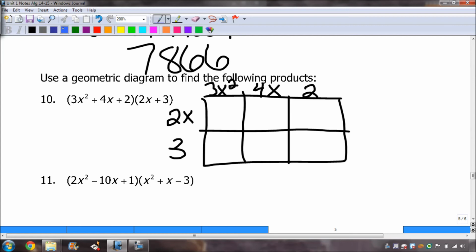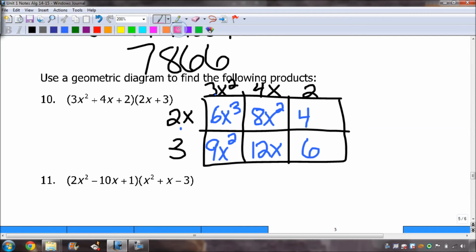So what I'm going to do is I'm just going to multiply. So right here, this box would be 2x times 3x squared, which is 6x to the third power because you multiply your coefficients and you add your exponents, okay? This would end up being 8x squared, and then this would end up being 4, okay? This here would be 9x squared, this would be 12x, and this would be 6.